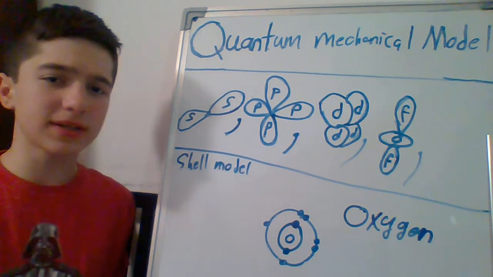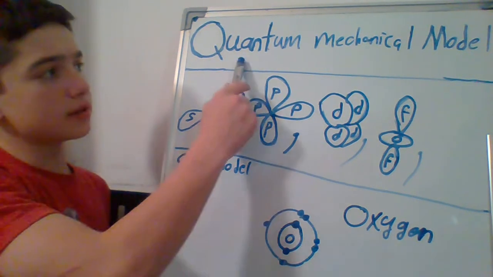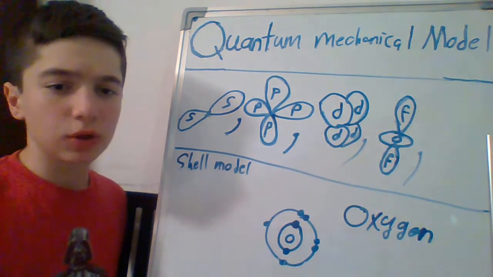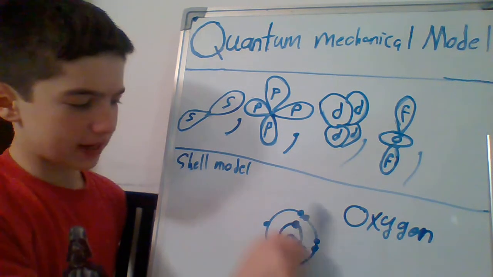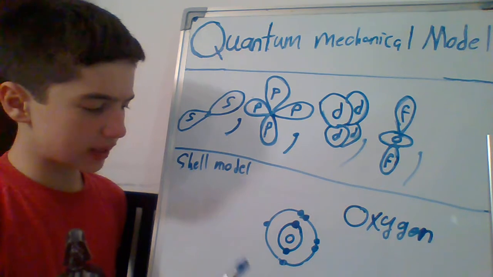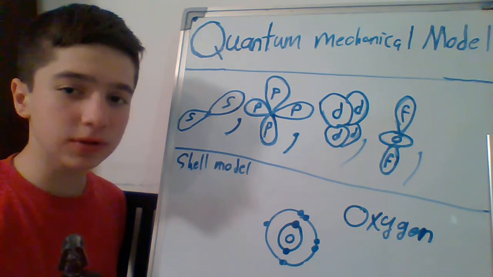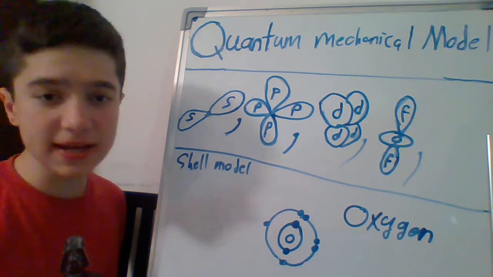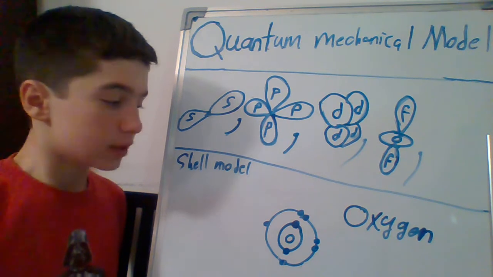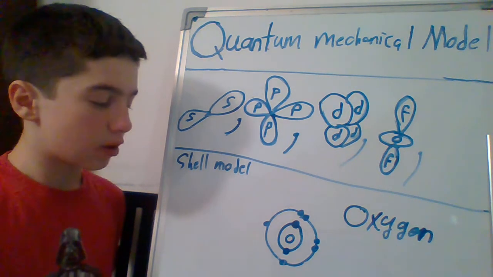Hi! In this lesson, we're going to talk about the quantum mechanical model. So that's the old model of an atom. Here we have an oxygen atom. An oxygen atom has how many electrons? You're right, 8 electrons if it's neutral. So here we have, for example, a neutral oxygen atom.